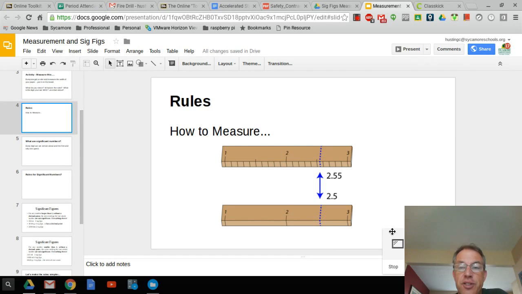So for instance, if these were centimeters, and you said 2.55, that would tell me that you were certain of the 2, you were certain of the tenths place, and then you're estimating, because you're allowed one estimation, the hundredths place. On the other hand, if you said 2.5, that would tell me you're using a totally different ruler. And again, this is in centimeters because we have to have units. So these numbers mean a lot the way they're written. It implies what kind of instrument you're using.